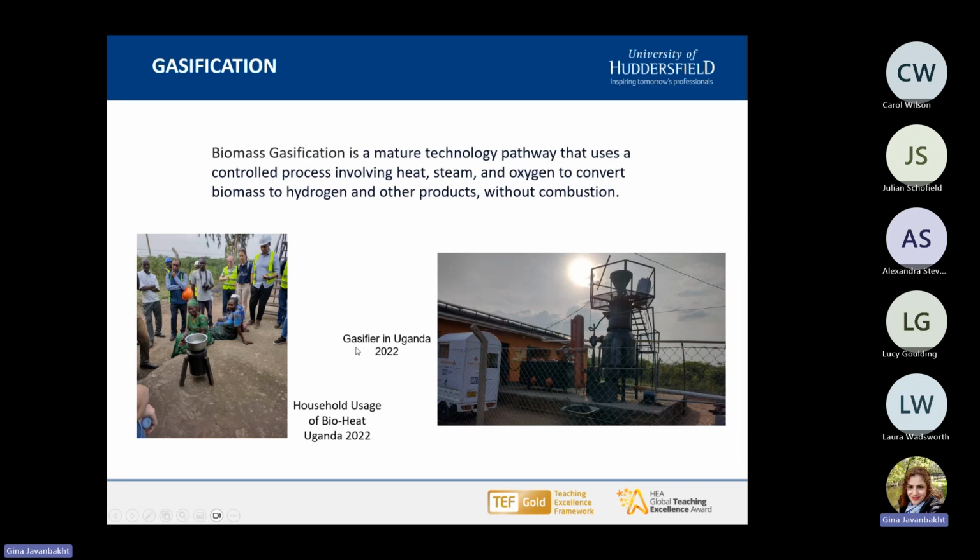These are real pictures of Uganda that have been taken last year. And this is a gasifier unit. In this village, the crop waste is the main waste that they didn't know what to do with. Meanwhile, they didn't have access to natural gas. So they installed a gasifier unit in the village, dump all the waste, the agricultural waste there, and they produce gas and bioheat that the village people would use.